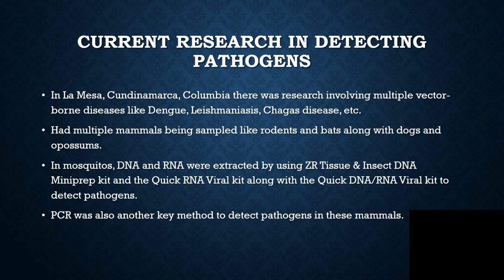When it comes to mosquitoes, DNA and RNA were extracted by using, like it says there, the ZR Tissue and Insect DNA MiniPrep kit or the Quick-RNA Viral kit when it comes to the RNA. And for both, they used the Quick-DNA/RNA Viral kit to detect pathogens in general. PCR was another major method that they used to detect pathogens in these mammals.